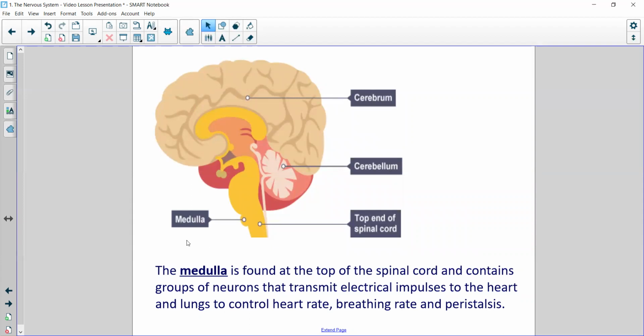When you're asked what the medulla is responsible for, it would be enough to simply refer to the fact that it controls heart rate and breathing rate, because these in many ways could be considered perhaps the two most important vital functions.